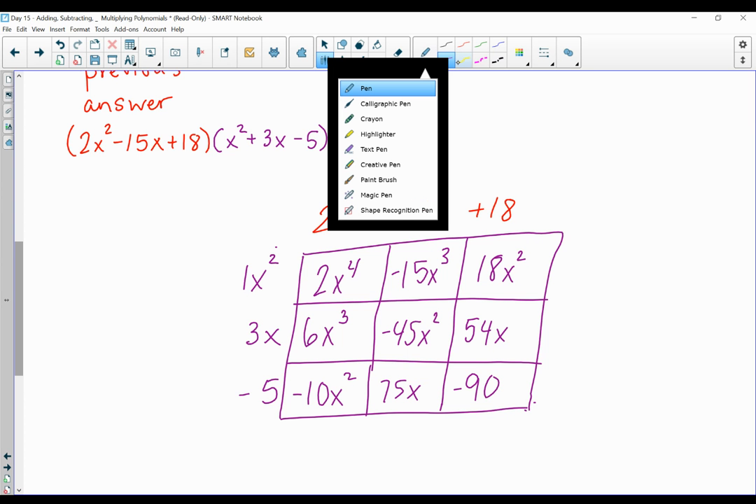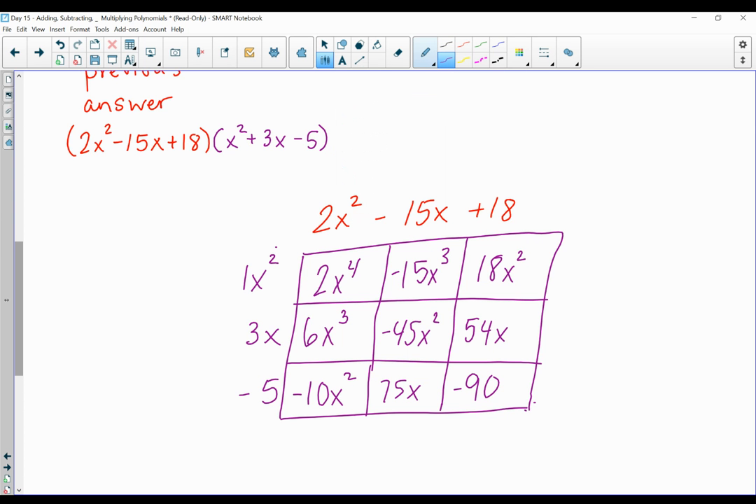Sorry, I'm pausing. I'm doing that mental math. If you are not able to do the mental math when you're multiplying these, like 5 times 18, and you don't know that it's 90, pull your calculator out and just multiply it, okay? No shame in doing that. Once we get to this step, we're going to recognize that the diagonals hold our like terms. So we have x cubed, we have x squared, and we have x's.